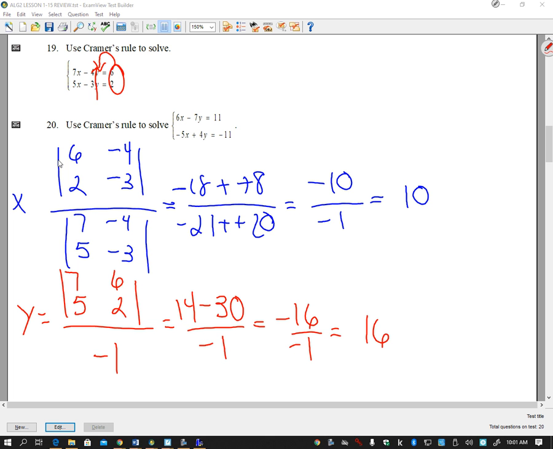So, let's see. They just say use Cramer's rule to solve. X is 10, Y is 16. Did I get those right? Awesome. I'm really good at math. All right. Do we understand Cramer's rule better now than we did? Did it answer some questions for us?